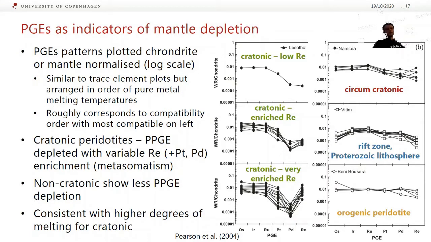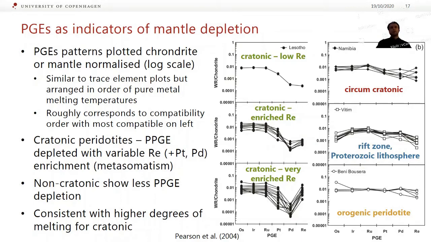PGEs often get plotted on these chondrite or primitive mantle normalized log patterns. So I hope this is pretty familiar from trace element patterns. But instead of ordering them in terms of compatibility, like you do with trace elements, they're actually ordered in order of pure metal melting temperatures. This is just some weird artifact of how people used to do it in the past. Luckily, it pretty much corresponds to compatibility. So in general, the more compatible IPGs are on the left of the plot, and the less compatible PPGs are on the right.